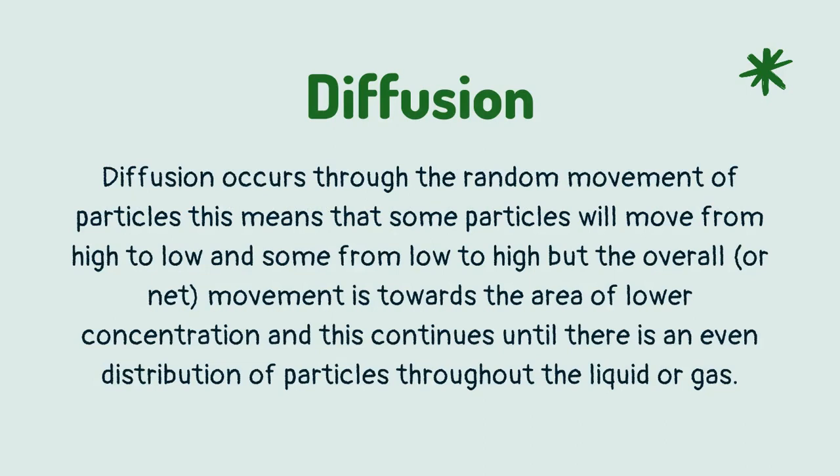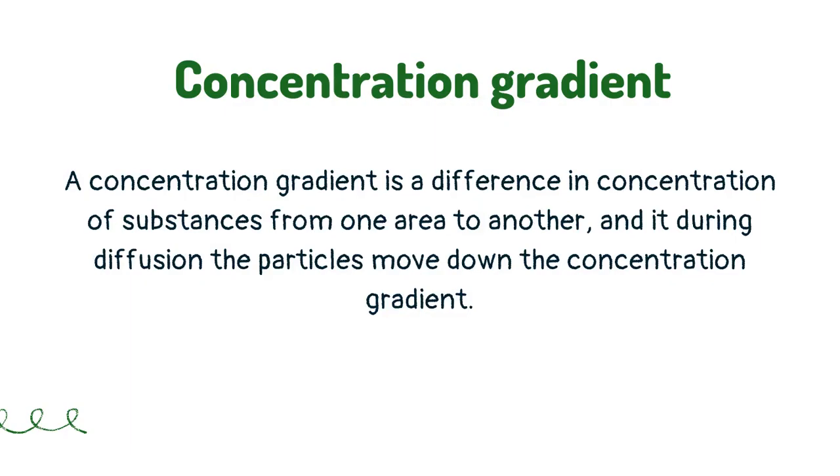This means that some particles will move from high to low and some from low to high, but the overall movement is towards the area of lower concentration, and this continues until there is an even distribution of particles throughout the liquid or gas. A concentration gradient is a difference in concentration of substances from one area to another, and during diffusion the particles move down the concentration gradient.